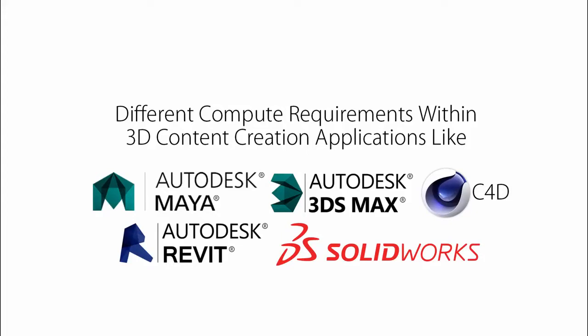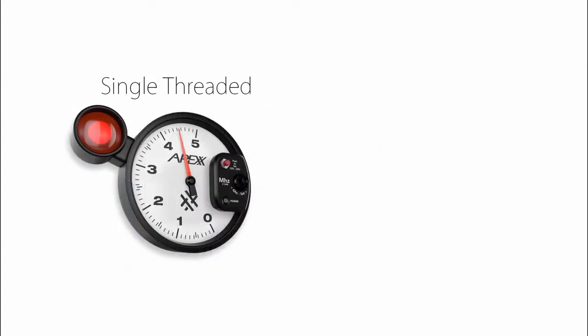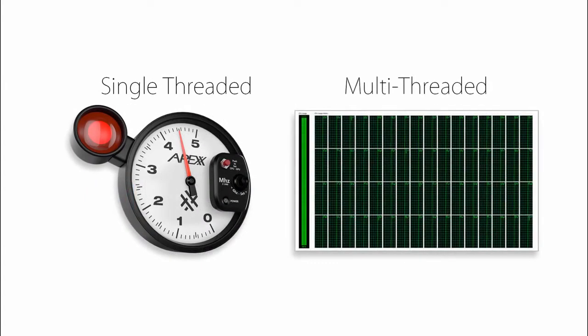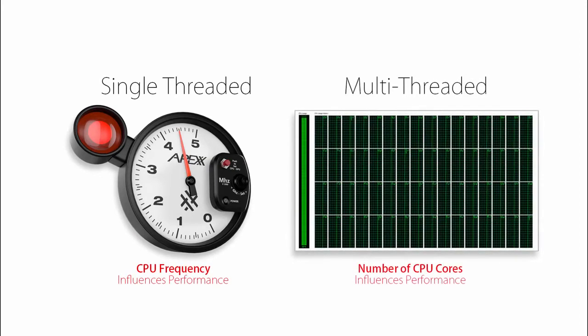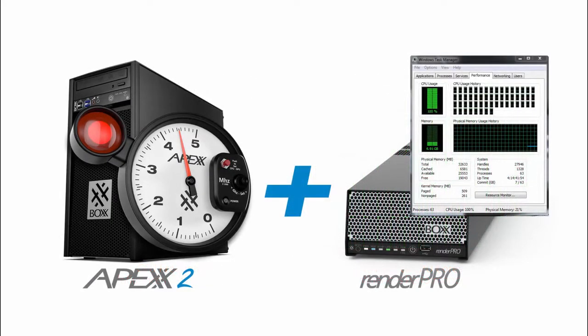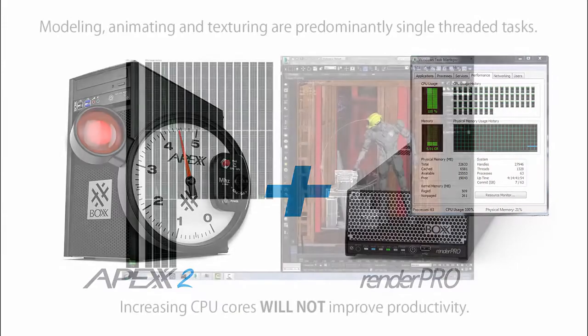These compute requirements can be broken down into two main categories: single-threaded tasks and multi-threaded tasks. Single-threaded tasks will benefit from a high-frequency CPU, while multi-threaded tasks like rendering will benefit from many CPU cores. The BOXX workflow properly addresses these specific bottlenecks with a unique hardware solution package designed to maximize your creative productivity. Let's take a look at some examples.